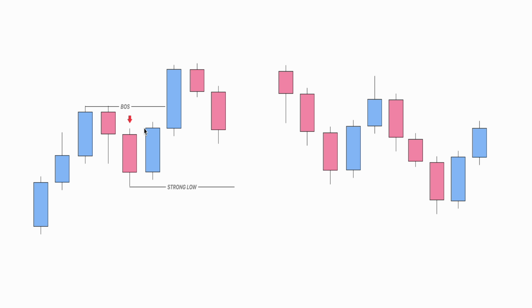Now, it's here where we look for price to actually come back into that area for taking a buy, where you're potentially looking to take a buy at the break of structure itself.